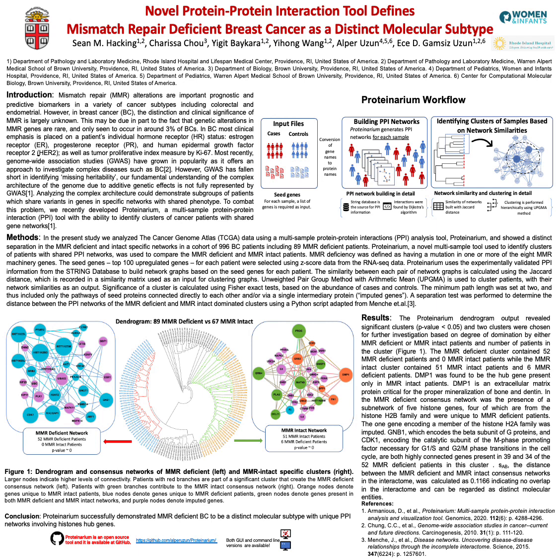GNB1, which encodes the beta subunit of G proteins, and CDK1, encoding the catalytic subunit of the M phase promoting factor necessary for G1/S and G2/M phase transitions in the cell cycle, are both highly connected genes present in 39 and 34 of the 52 MMR deficient patients in this cluster. The distance between the MMR deficient and MMR intact consensus networks in the interactome was calculated as 0.1166, indicating no overlap in the interactome and can be regarded as distinct molecular entities.